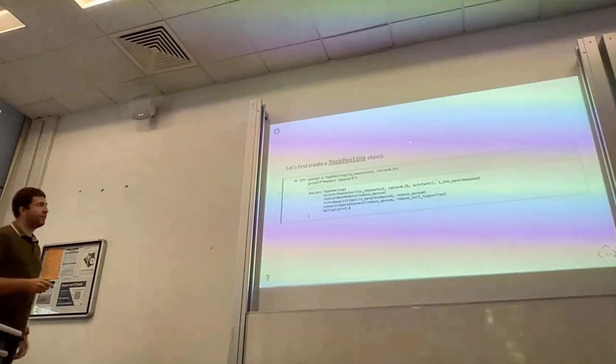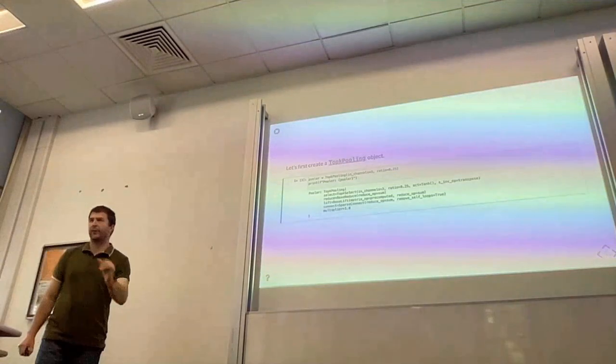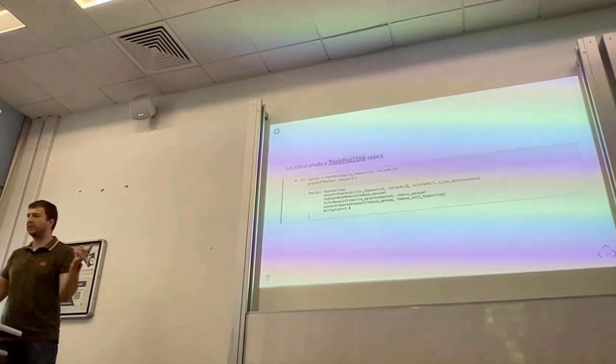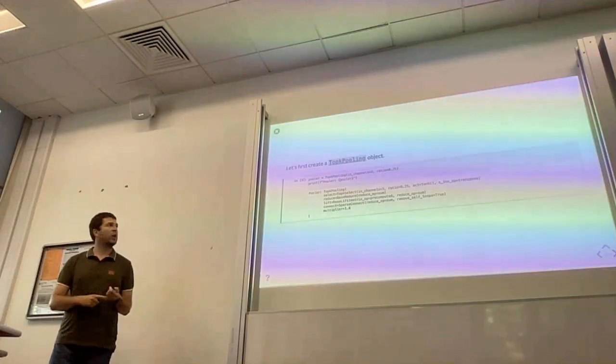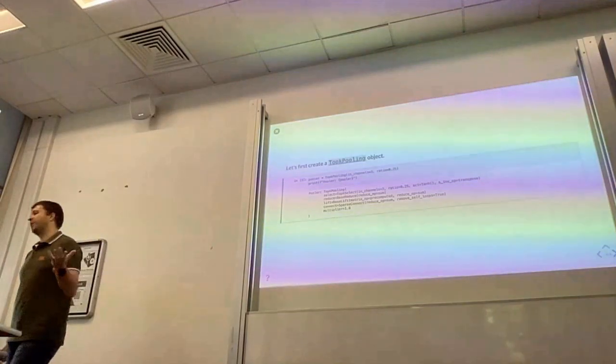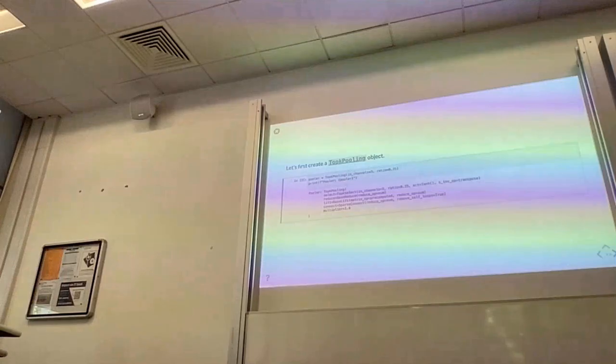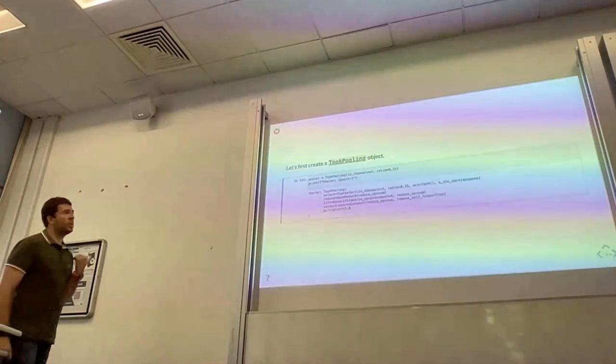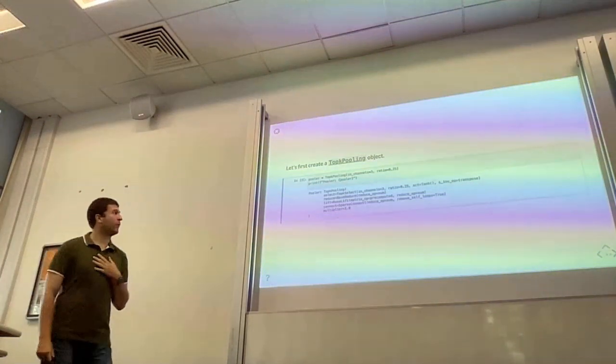Okay, the first thing that we do here is to create a TopK pooling object. Here we have to specify the number of in channels because, of course, those determine the size of this projection operator, and also the K, the pooling ratio. Here, basically, we are saying for each graph, we want to keep 25% of the original nodes.